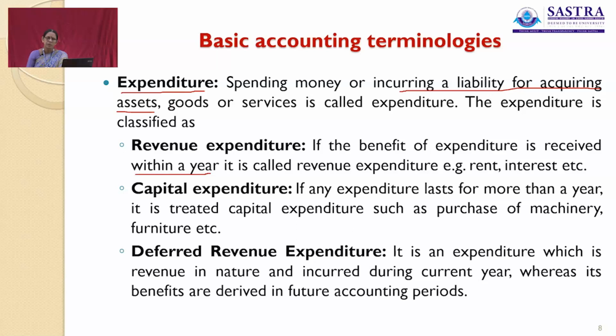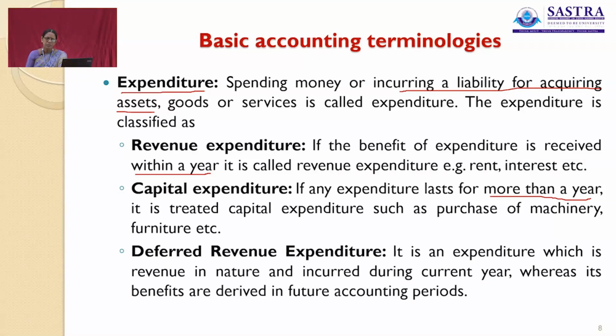So we are paying the rent and we are utilizing the place. So that is called the revenue expenditure. Capital expenditure, the expenditure will be made now but the benefits will be over a period of time. Say machinery, land and building, furniture, etc.